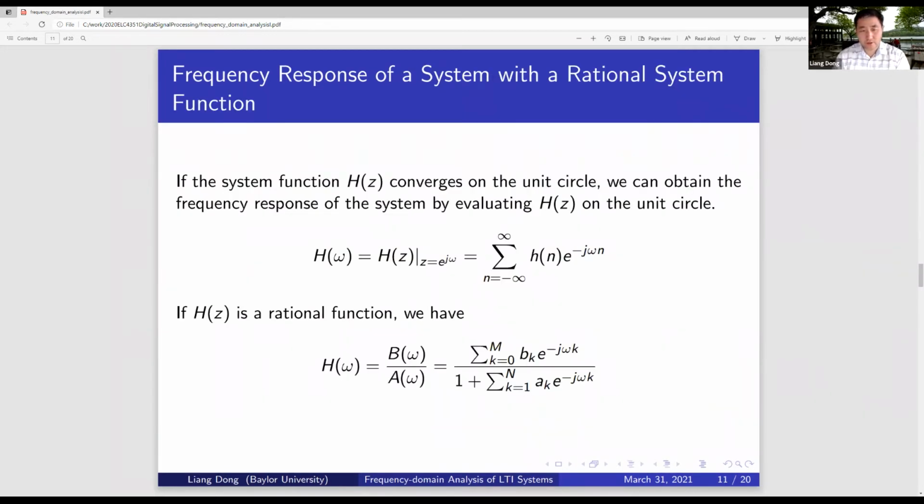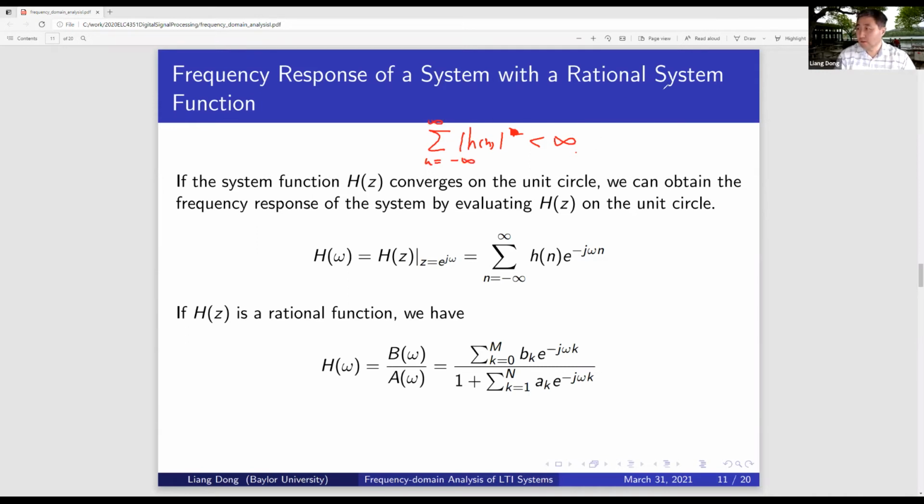So if the system function H(z) converges on the unit circle, we can obtain the frequency response of the system by evaluating H(z) on the unit circle. What does that mean? Well, H(z) converges on the unit circle. That simply means that the Fourier transform exists, and simply means that h[n] is absolutely summable, not square summable, n from -infinity to infinity.